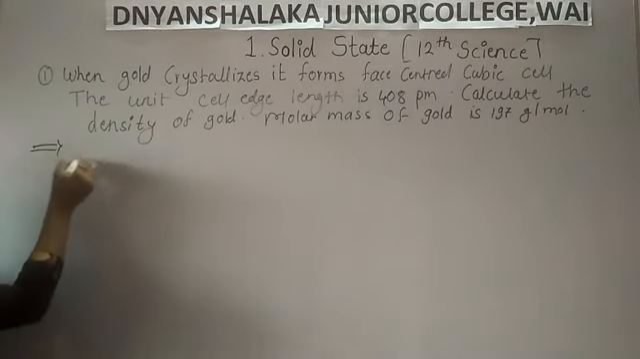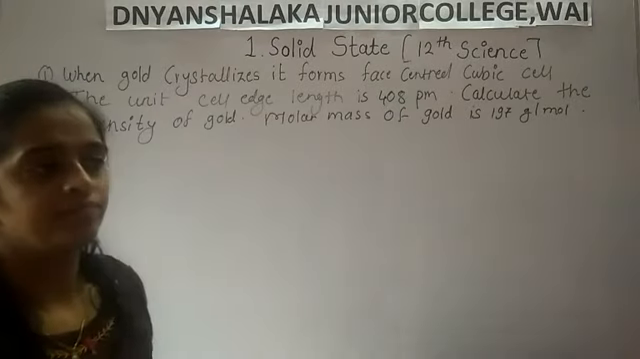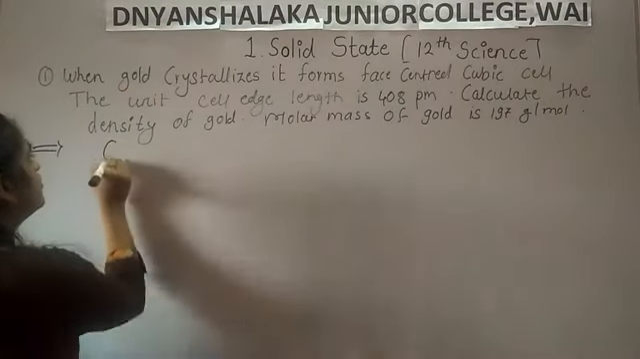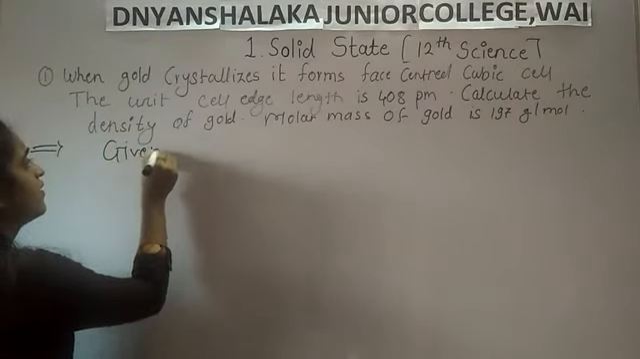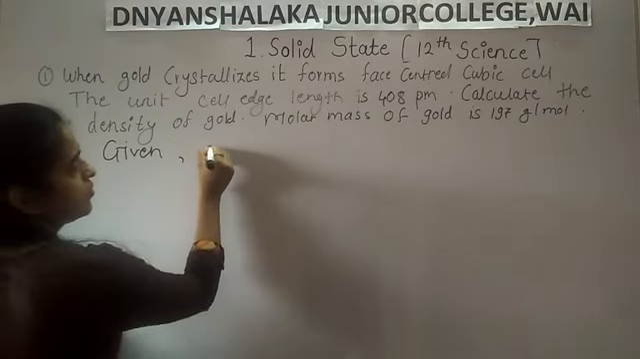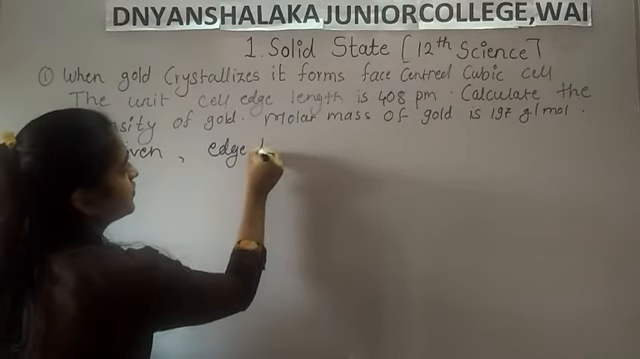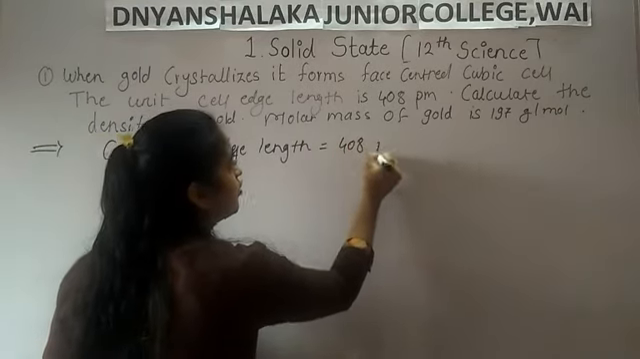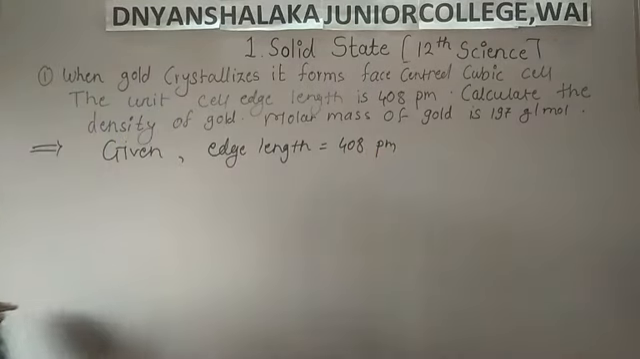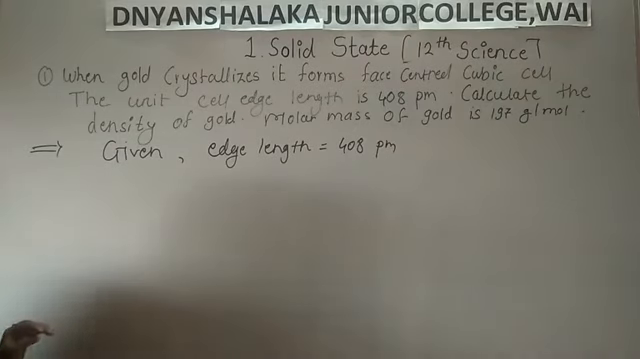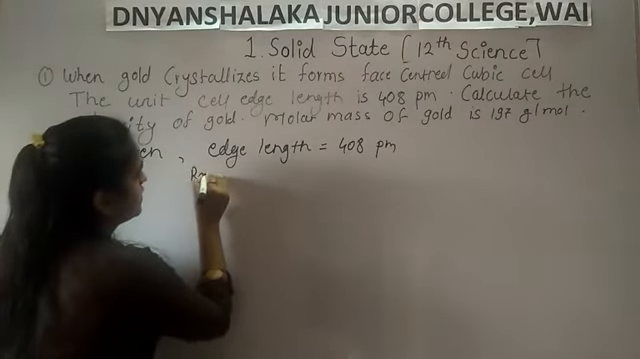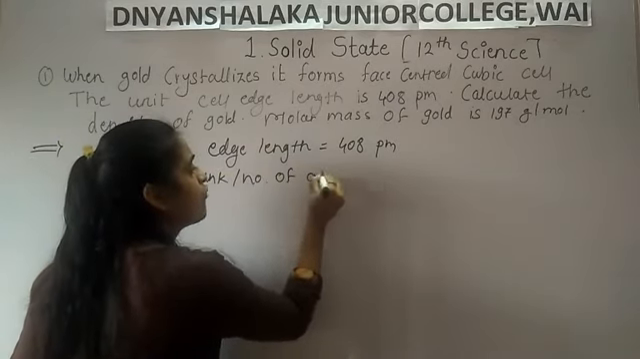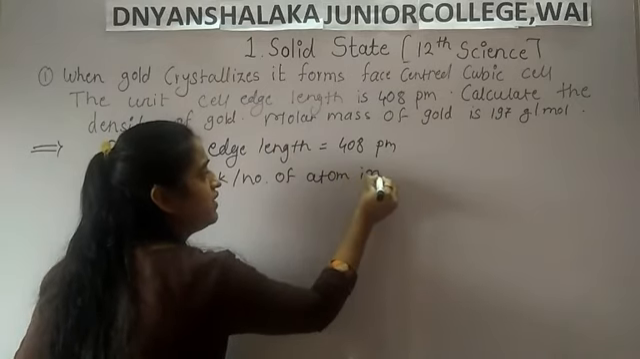So first we write the given values. Given: unit cell edge length, so edge length a is equal to 408 picometer. Next, the rank of face centered unit cell, or number of atoms in a face centered unit cell.